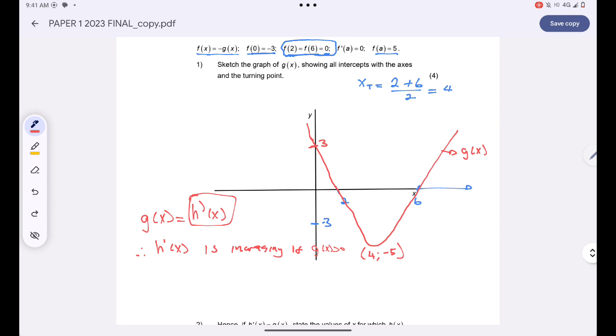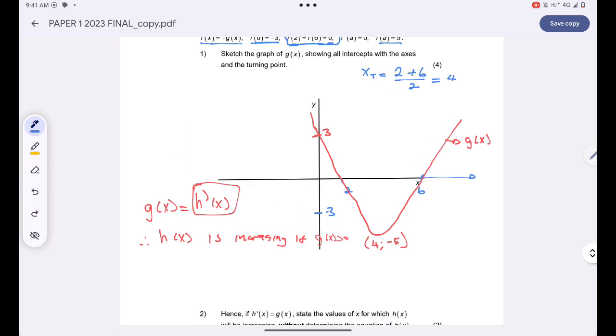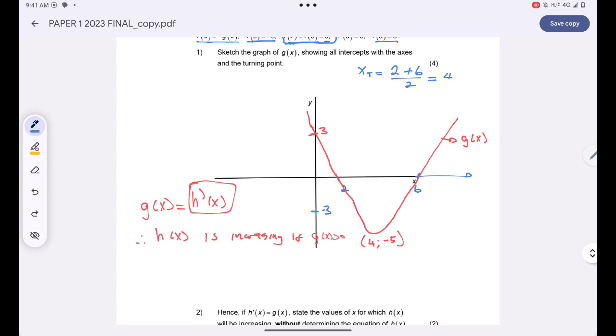Since these two things, guys, are equal, that means when h prime of x is positive, g of x will also be positive. Are you together? So basically, I know that whenever g of x is positive, that means the graph of h is increasing. Are you together, guys? So I know that g of x is only positive above the x-axis, and I can only find g of x above the x-axis over here from the left of that x-intercept and also from the right of that x-intercept.